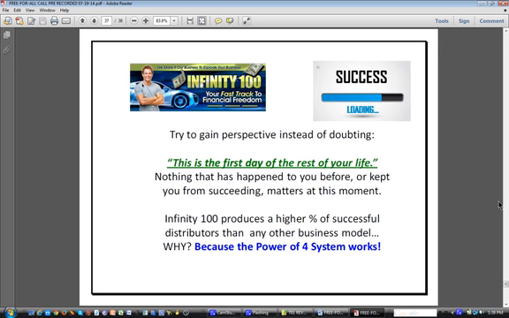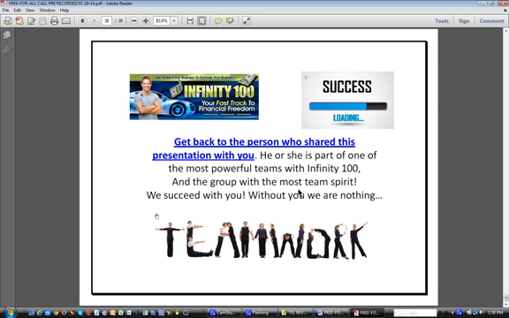And you know what? Infinity 100 has a higher percentage of successful distributors than any other business model because the power of four system works. You break even on one sale and you get into profit on four sales. There is no other business model where that happens.